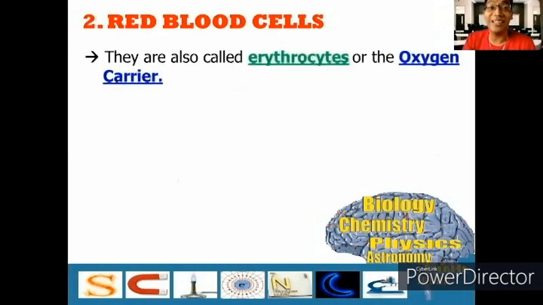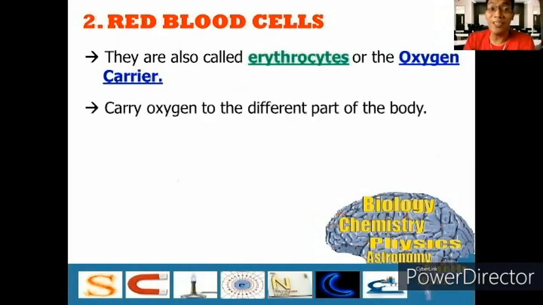Our red blood cell is also called as erythrocytes, or they are described as the oxygen carriers. Simply because they are the ones responsible for carrying the oxygen needed by every cell in our body.